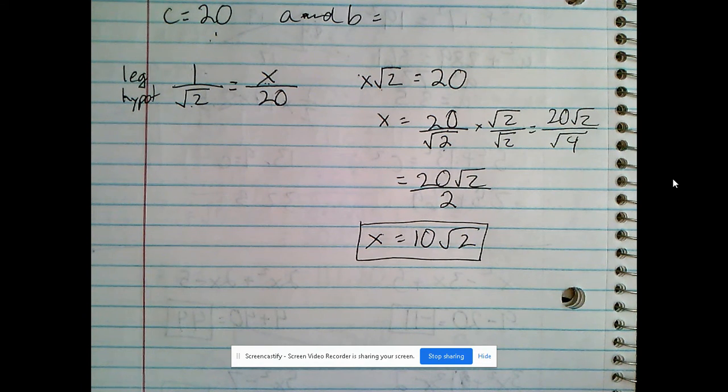So now we're going to move on to the second problem. I'm staying on the DocCam because I want to draw a picture. So the next problem says, Claude sailed his boat due south for 38 miles and then due west for 25 miles. Approximately how far is Claude from where he began?